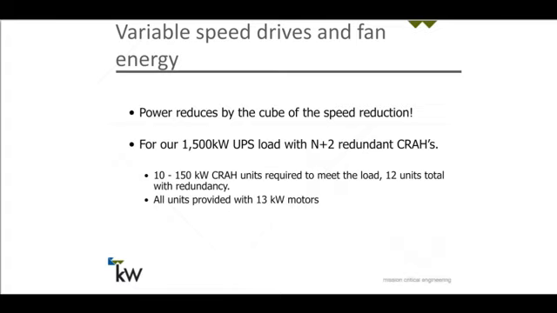Finally, let's talk about variable speed drives. Power reduces by the cube of the speed reduction. We've got a quick example with 1,500 kilowatts of UPS load plus 2 air conditioners. So you would need 10 150 kW units to meet the load. With 2 redundant, you have 12. Each unit is assumed to have a 13 kilowatt motor.